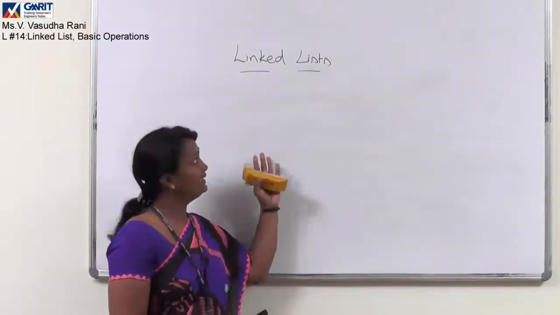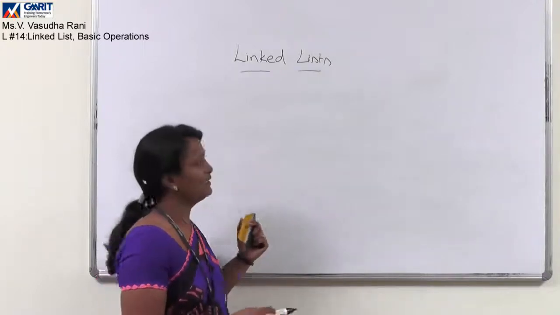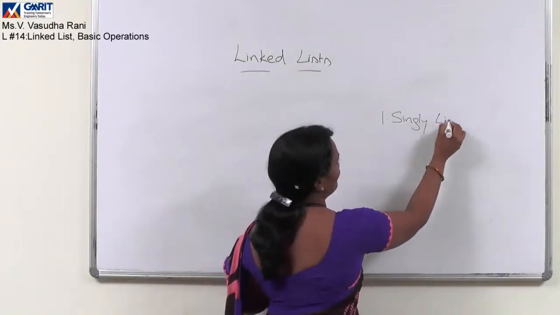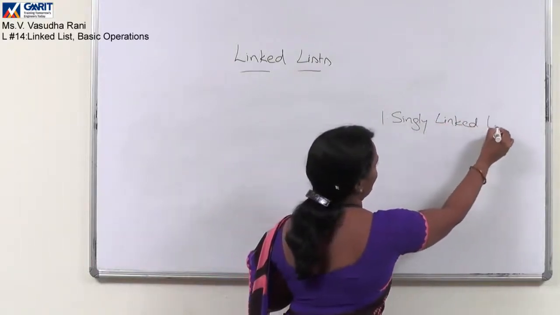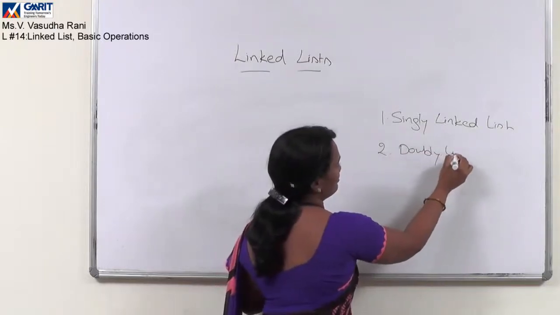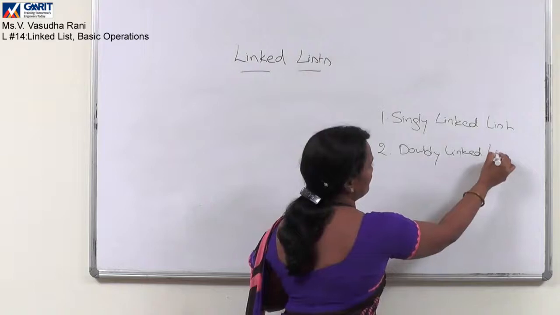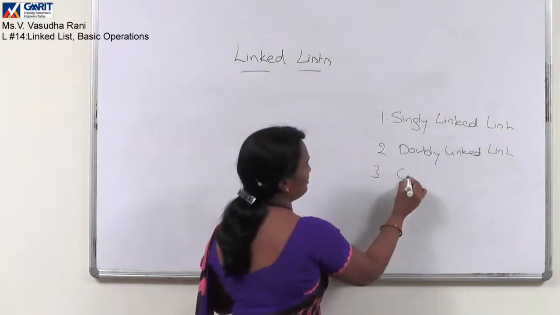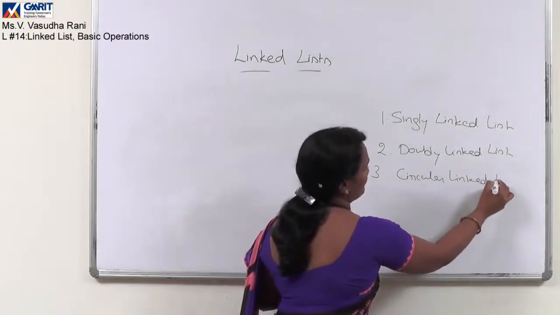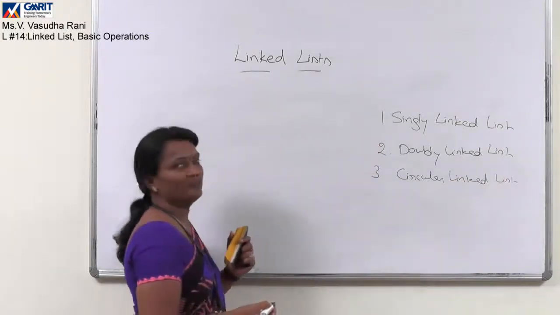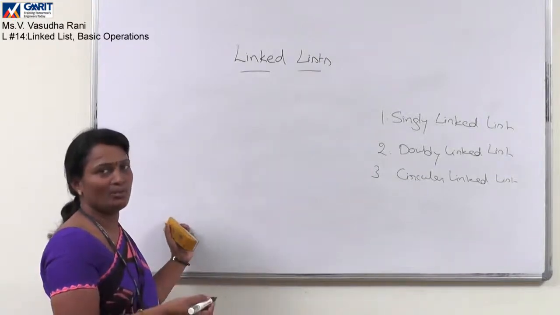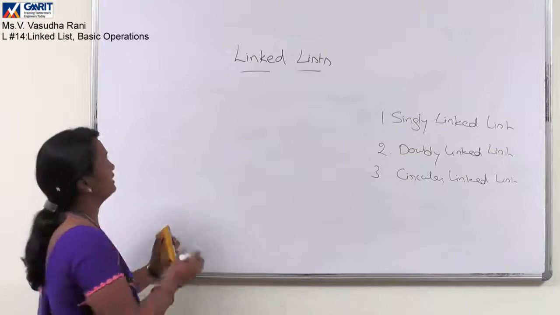Under linked list, we can find three categories: singly linked list, doubly linked list, and circular linked list. Among which, in this class we will see singly linked list and how we can perform operations on singly linked list.